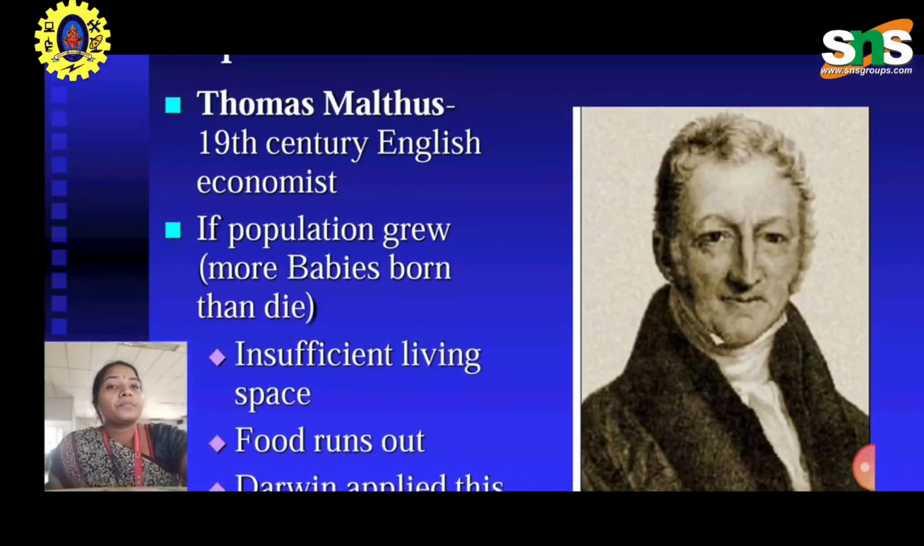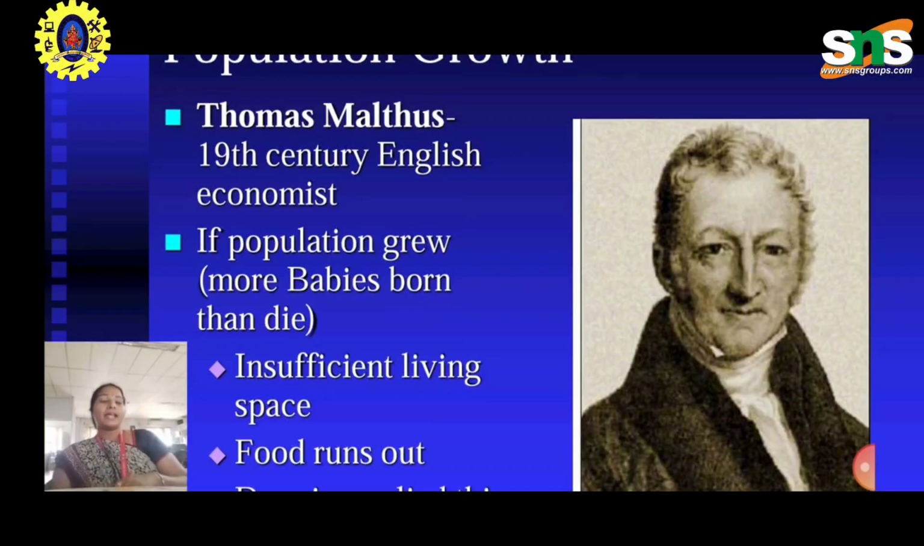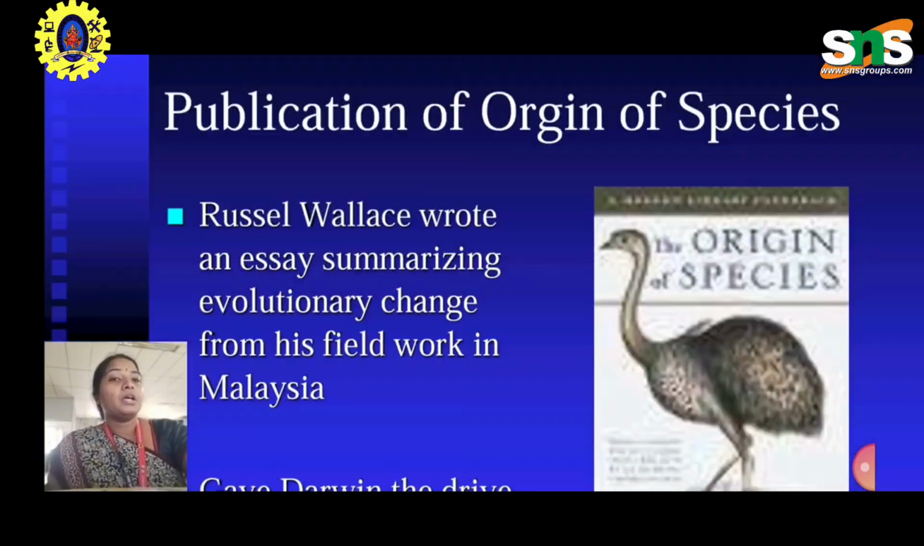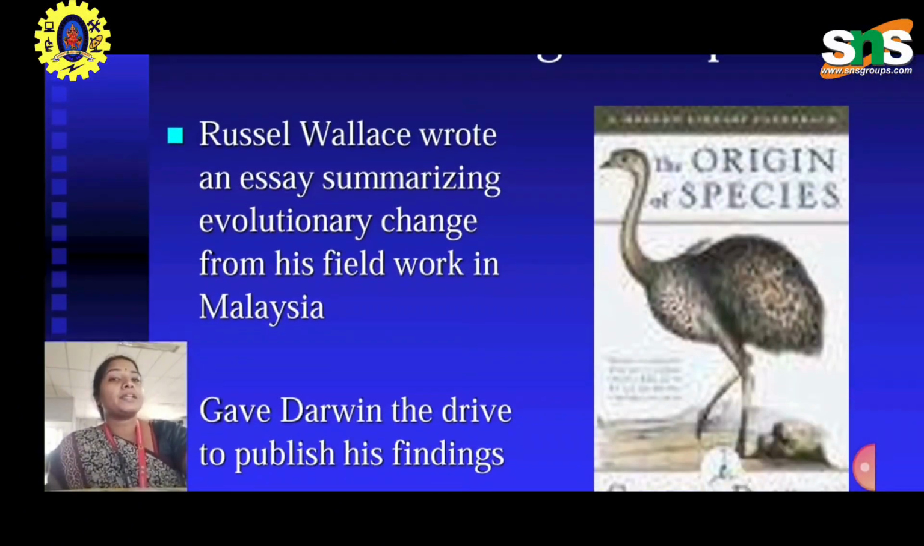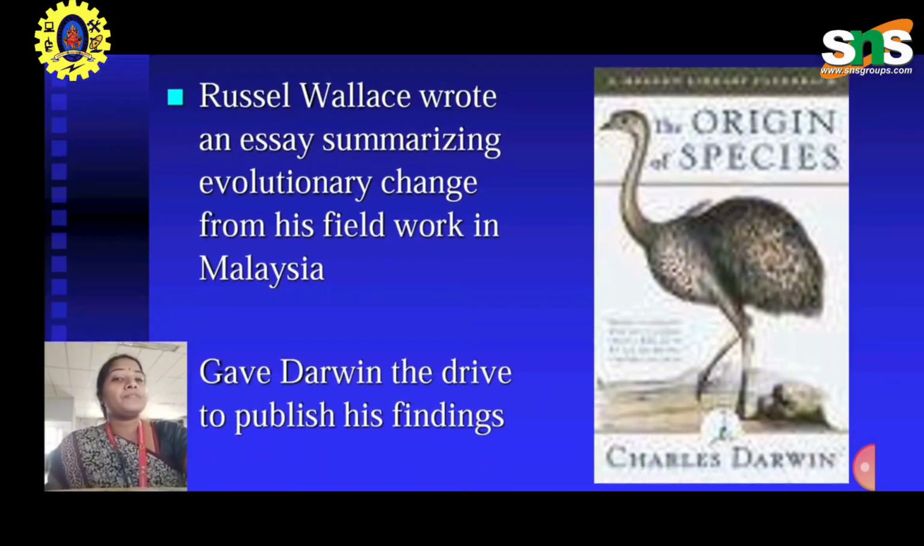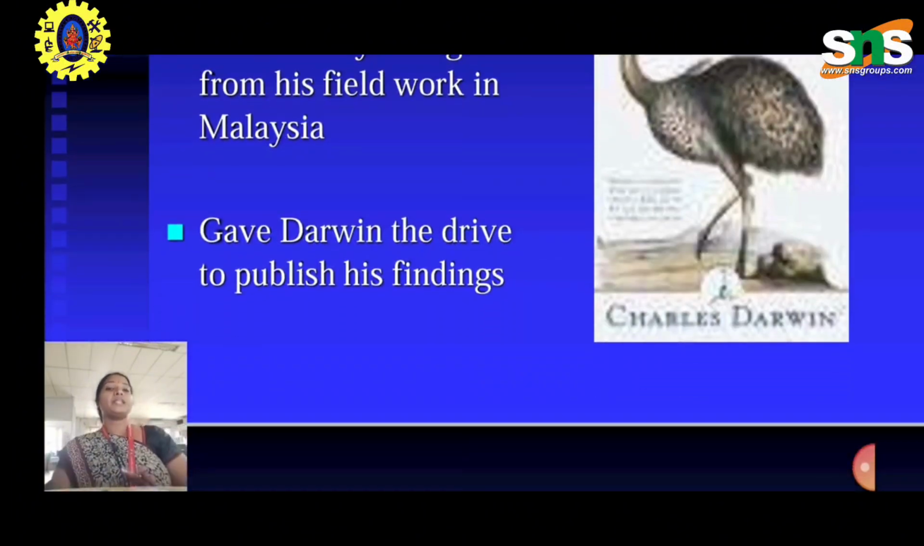So, population growth. Thomas Malthus, a 19th century English economist. If population grew, more babies were born than died. Insufficient living space, food runs out. Darwin applied this theory to animals too. Publication of Origin of Species. Russell Wallace wrote an essay summarizing evolutionary ideas from his fieldwork in Malaysia, which gave Darwin the drive to publish his findings.